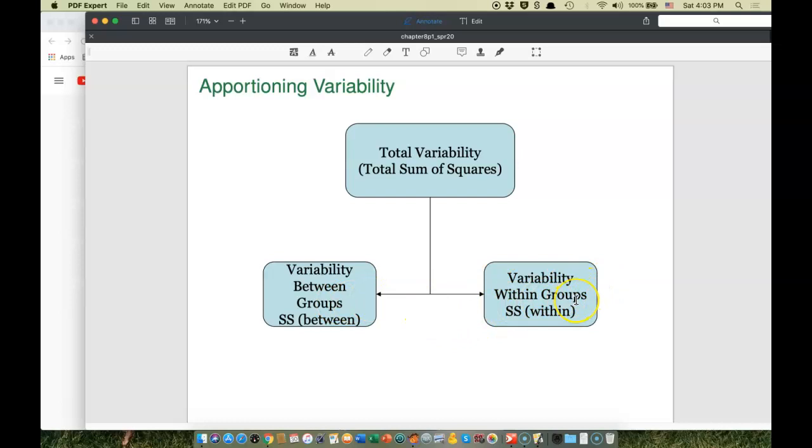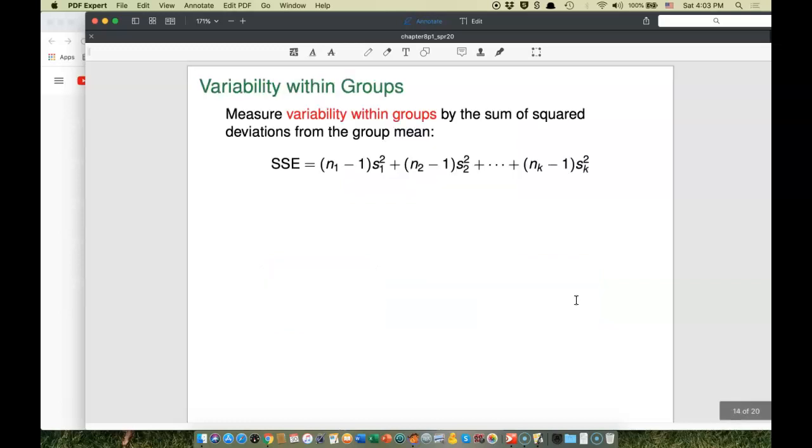So the variability within is what we'll start with first. That's the amount of noise or heterogeneity within each group, and here's the way we measure it. Well, standard deviation itself does a good job of measuring the variability within a particular group. So if we want the total variability within groups summed over all the groups, we're going to do that in a very special way. Rather than just adding up the standard deviations, we're going to use the degrees of freedom as weights.